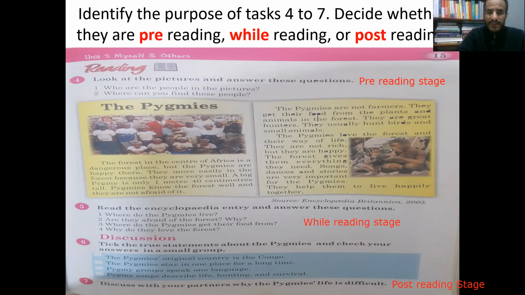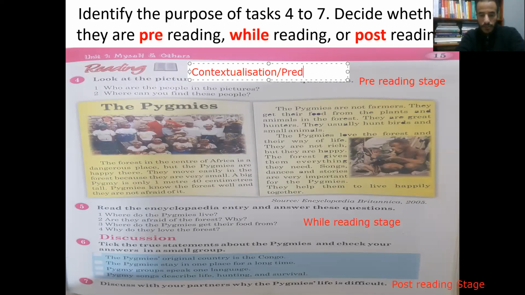Now, let's move to question four. Look at the pictures and answer these questions. What is the purpose of this activity? Contextualization, okay. What else? Creating context. Checking the pre-existing knowledge, or schemata, great. What is the sub-skill here? Scanning. Skimming. Great, so prediction, very interesting. So the purpose is creating context, helping students to guess and to read quickly.